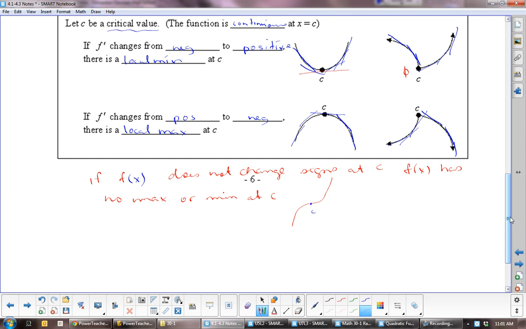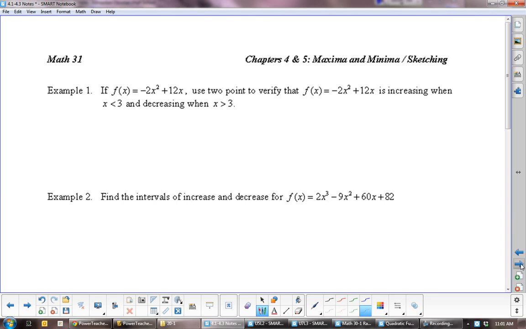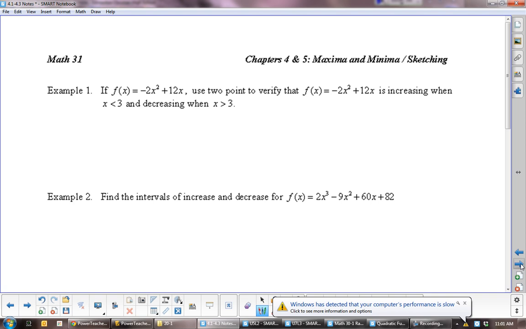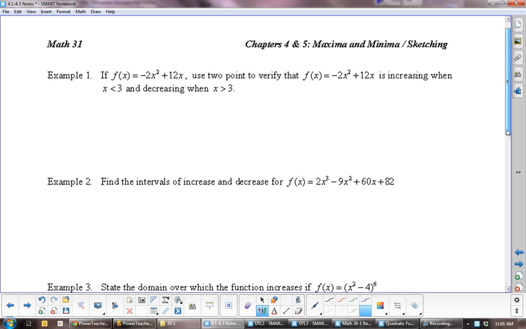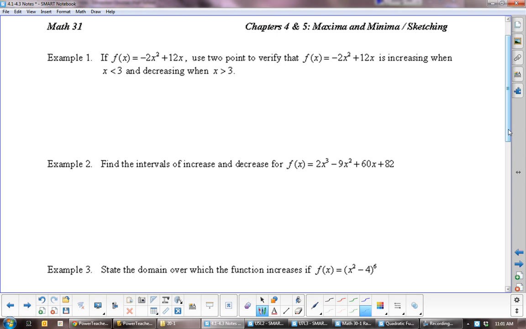Okay, so let's just start from an equation and see how this works. If f of x is negative 2x squared plus 12x, use 2 points to verify that f of x is increasing when x is less than 3 and decreasing when it's greater than 3. Now, 3 wasn't just a coincidental number taken out, because it would be a critical value. Now, critical values happen when we take the derivative. So let's take the derivative.